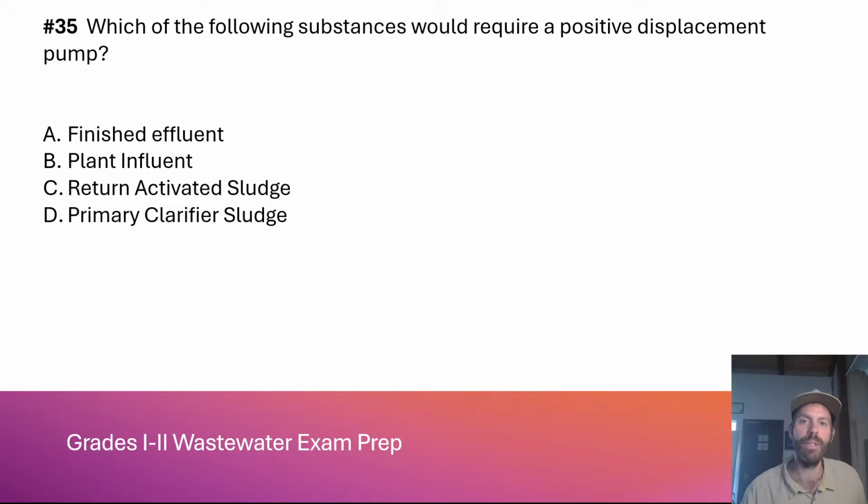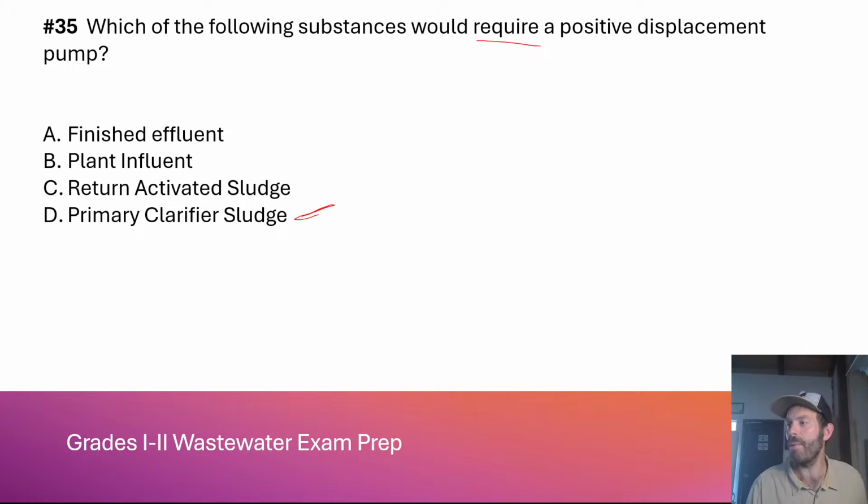Which of the following substances would require a positive displacement pump? A, finished effluent. B, plant influent. C, return activated sludge. D, primary clarifier sludge. Which one would require it? The answer is D, primary clarifier sludge. It would require a positive displacement pump.